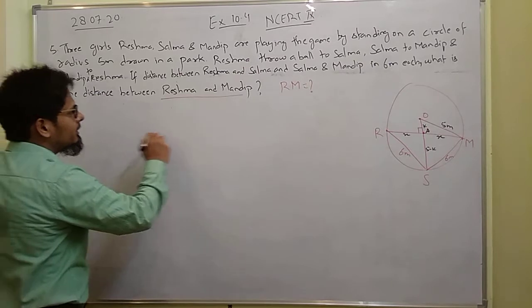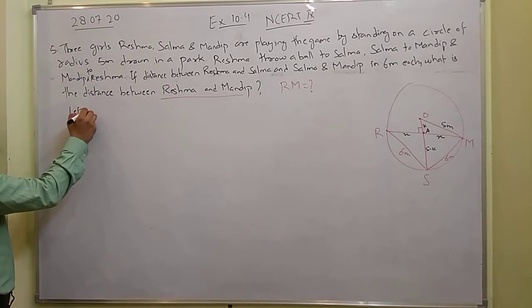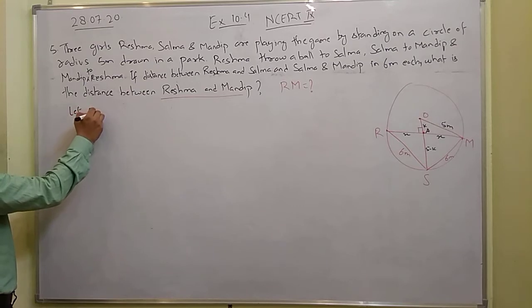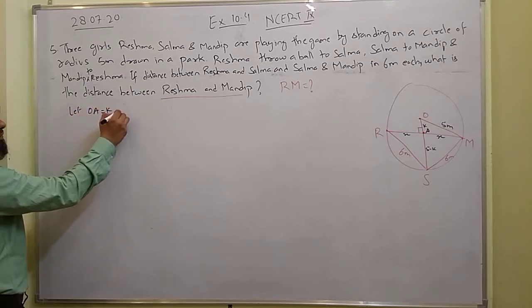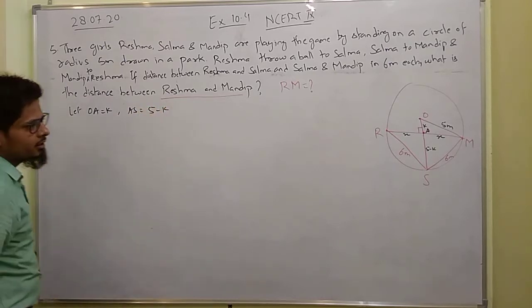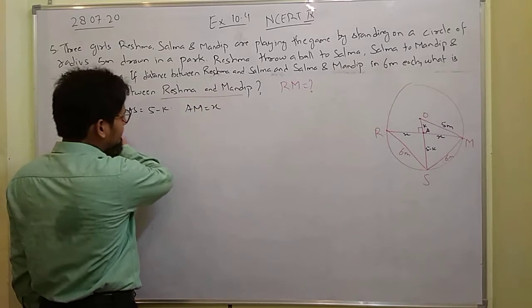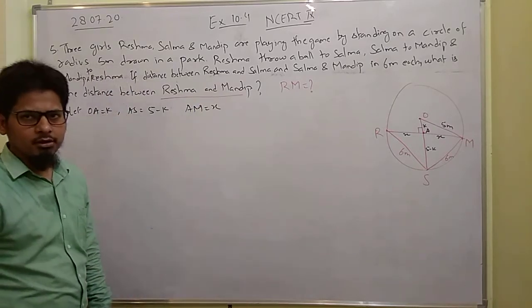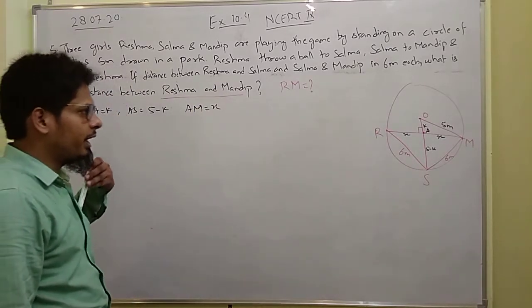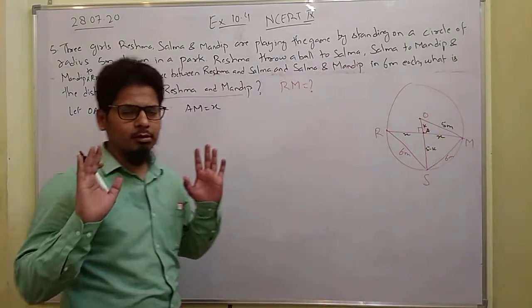Suppose AO is equal to K, then AS is equal to 5 minus K, and let AM be equal to X. We have supposed three measurements, and we have to find the value of X. It's a very simple problem, class.